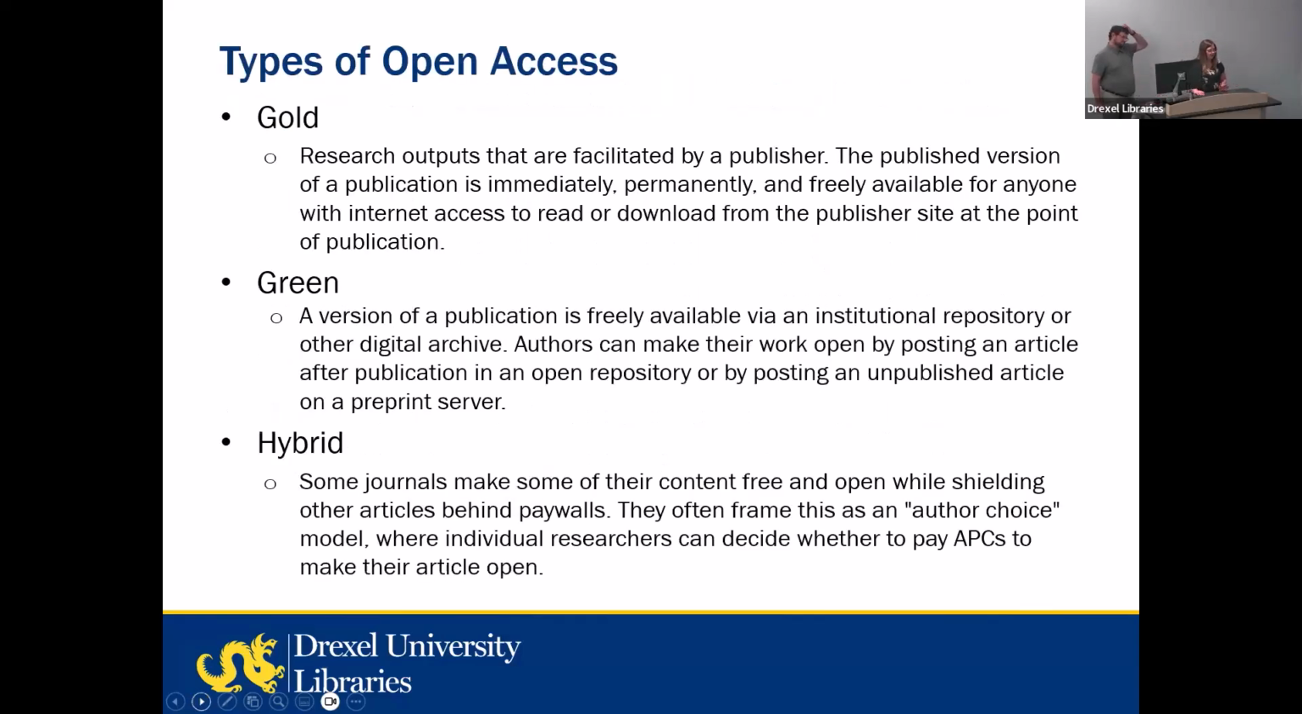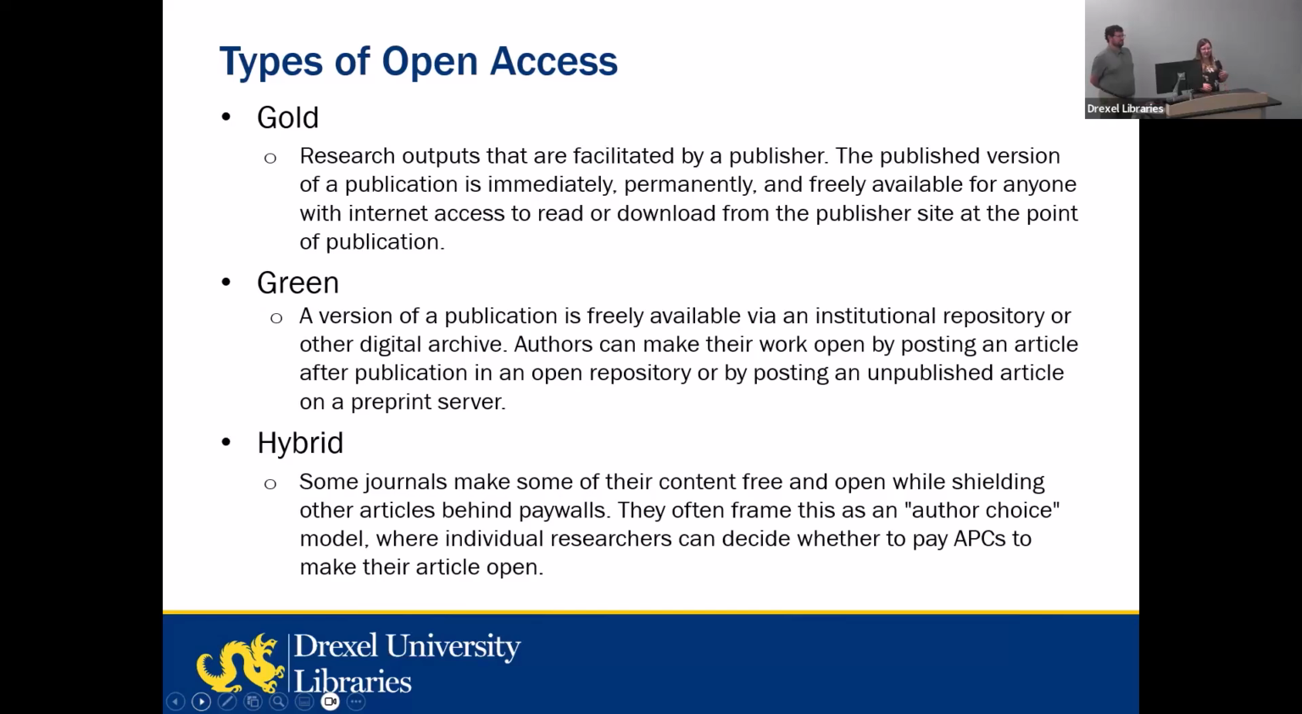So there's three types of open access. There's more, but these are the main ones. The first one we'll talk about is gold. Gold open access means that these research outputs, usually journal articles, are facilitated by a publisher. This means that the published article is made freely available as soon as it's published. This is also usually done through a payment. So either the publisher will pay the fee or the author will pay the fee, which is called an article processing charge, or APC. Some publishers charge anywhere from $1,000 to $5,000 to make your article open access.